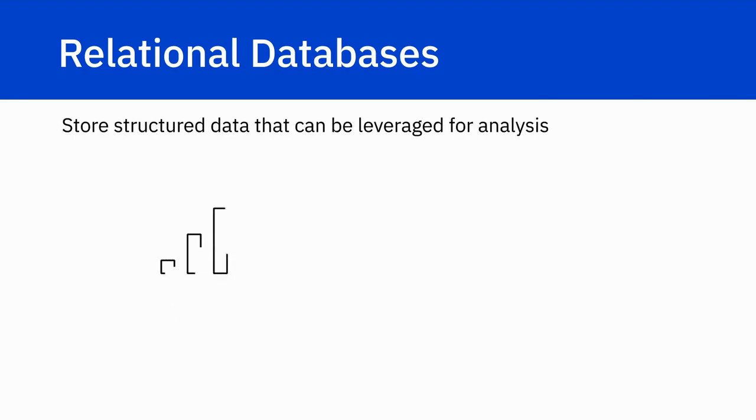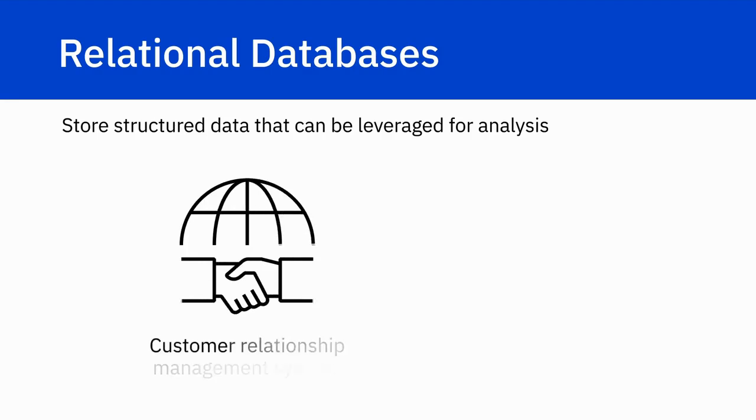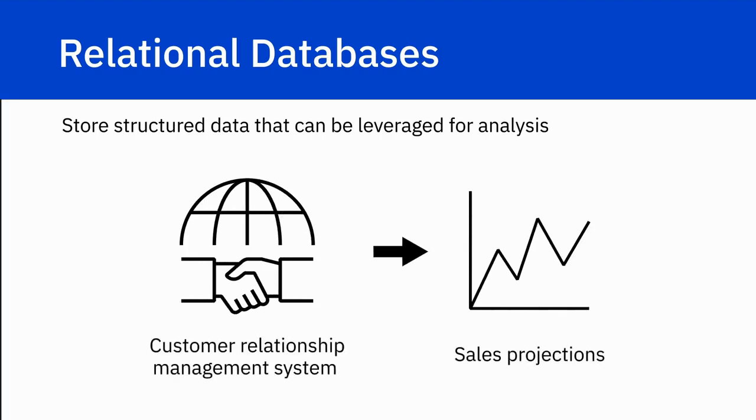For example, data from a retail transaction system can be used to analyze sales in different regions, and data from a customer relationship management system can be used for making sales projections.